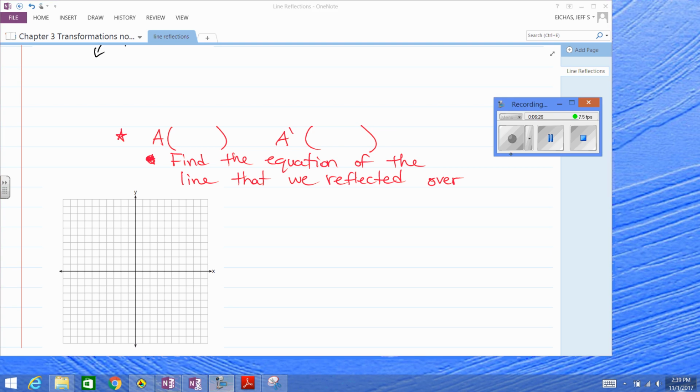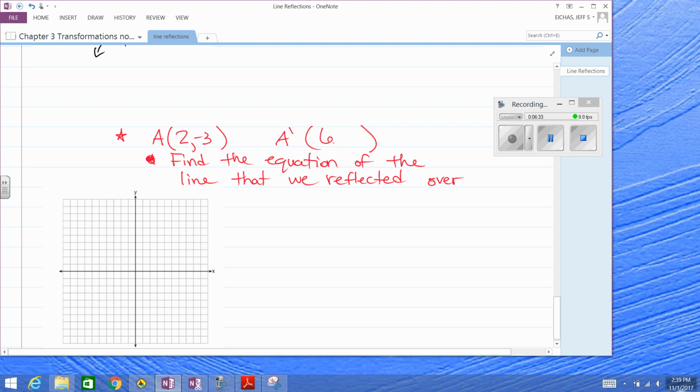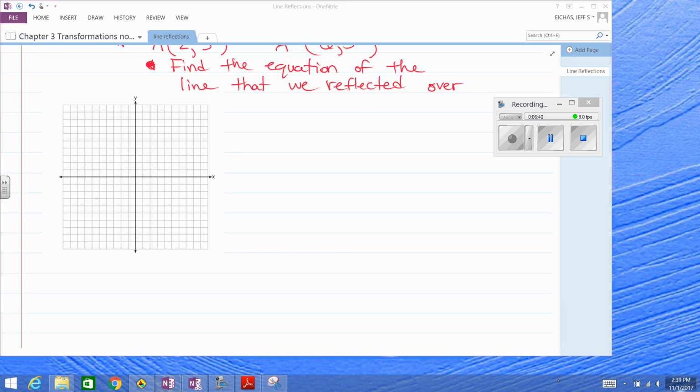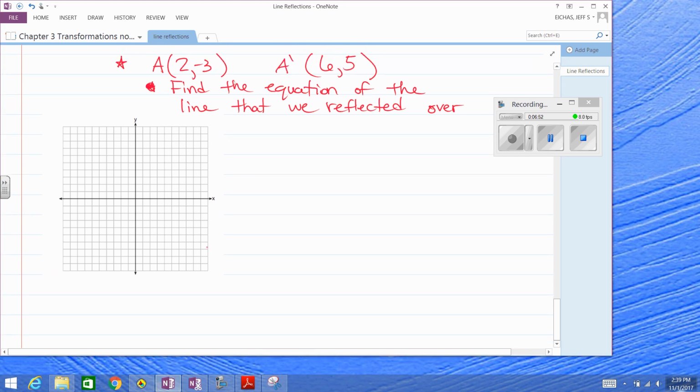So let me give you those points, and we'll show you how that process begins. Let's say A is (2, -3), and A prime is (6, 5). Basically, this is a problem from the last chapter of Geometry Basics. What we gave you was two points, and we said write the equation of the line that is the perpendicular bisector. Well, that's essentially the concept of a line reflection. The line that we reflect over is the perpendicular bisector.